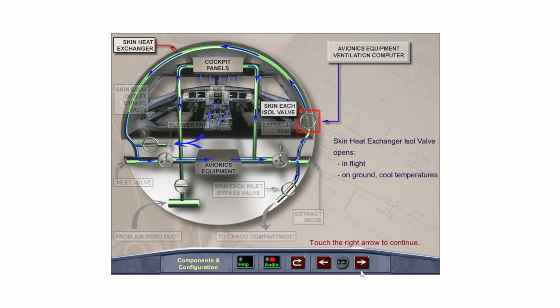The skin heat exchanger is used to cool the avionics ventilation air by skin contact. When the aircraft is in flight or with cool temperatures on the ground, air enters the skin heat exchanger through the skin heat exchanger isolation valve, which is controlled by the avionics equipment ventilation computer.